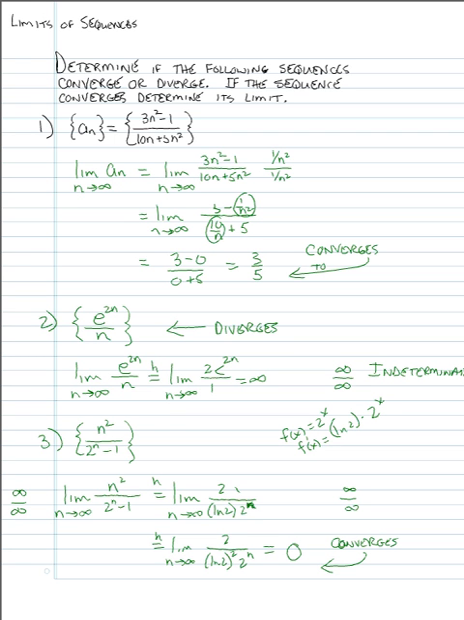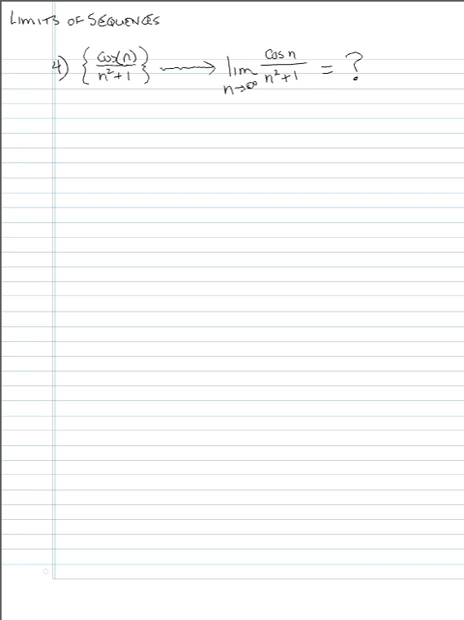Okay, let's look at another strange-looking example here. As you see, our next sequence, where we're determining whether it converges or diverges, is a sequence of the terms cosine of n over n squared plus 1, for each n, of course, 1, 2, 3, 4, 5, and so on. So we're looking for the limit of cosine of n over n squared plus 1, and we have to stop and think about this because here is the issue.